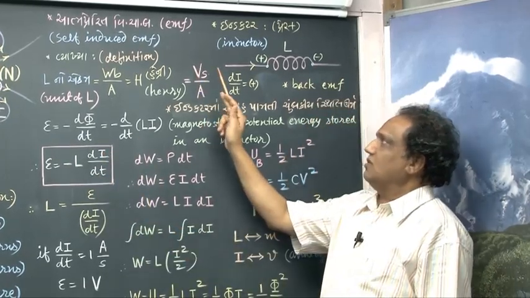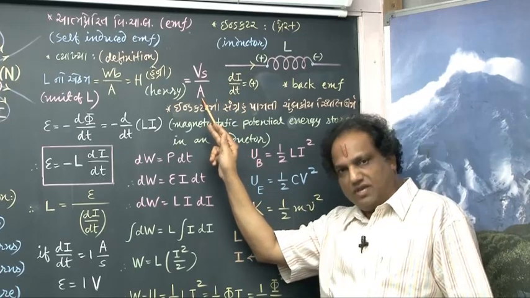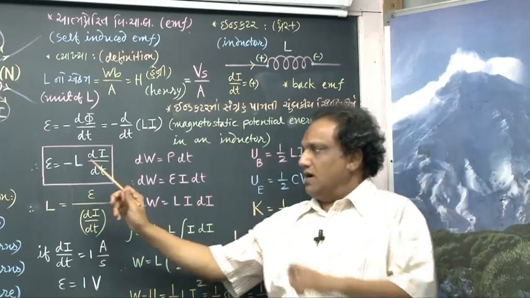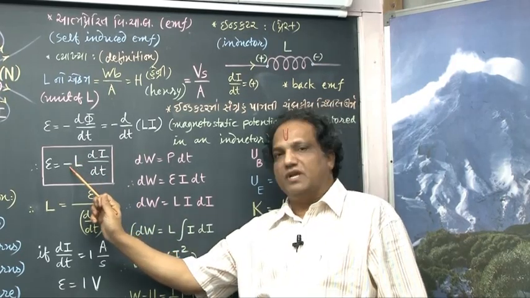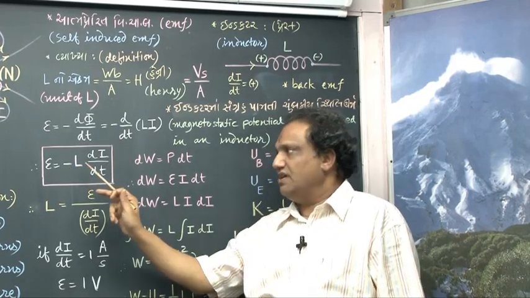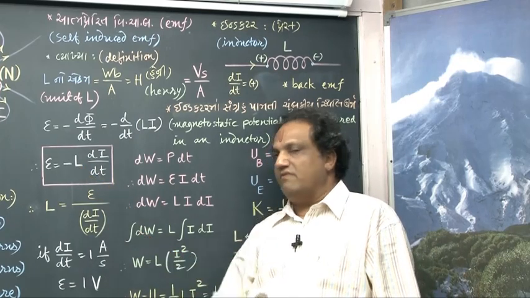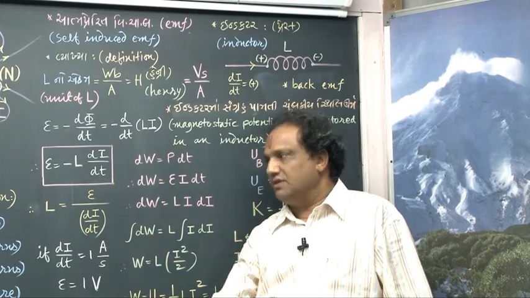Here it is, volt into second upon ampere. Now take magnitude on both the sides. If you take it, then minus will become plus, and then find out the value of L. Value of L will be, make it subject of the equation.